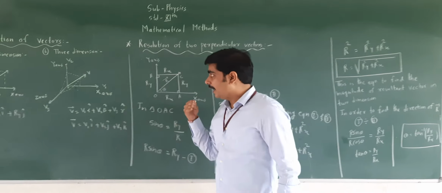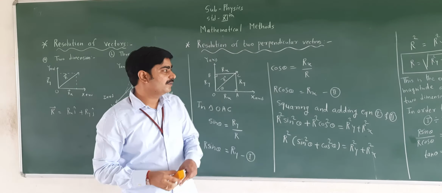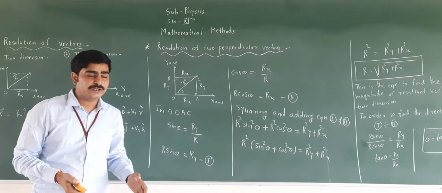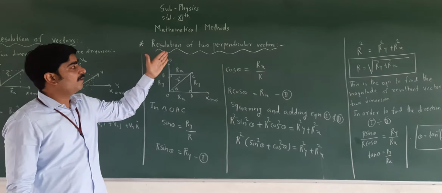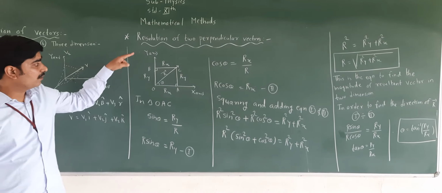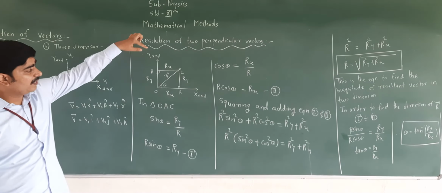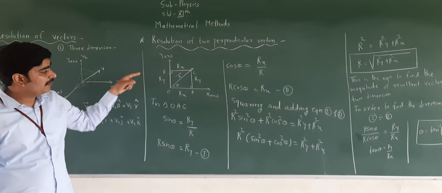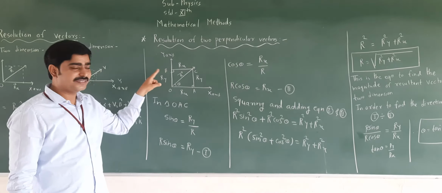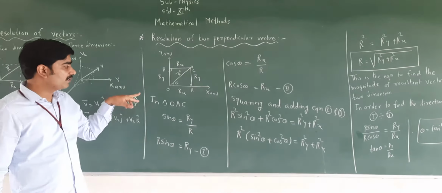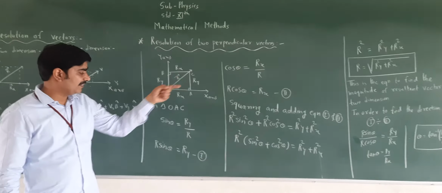Okay friends, again I am going to explain this part. So this is the total mathematical part. This formula you should remember for the numerical. So, resolution of two perpendicular vectors. First we should draw the x-axis and y-axis. Take a point C, draw the perpendicular CA and CB on the x-axis and y-axis respectively. Then we should start with the triangle OAC.